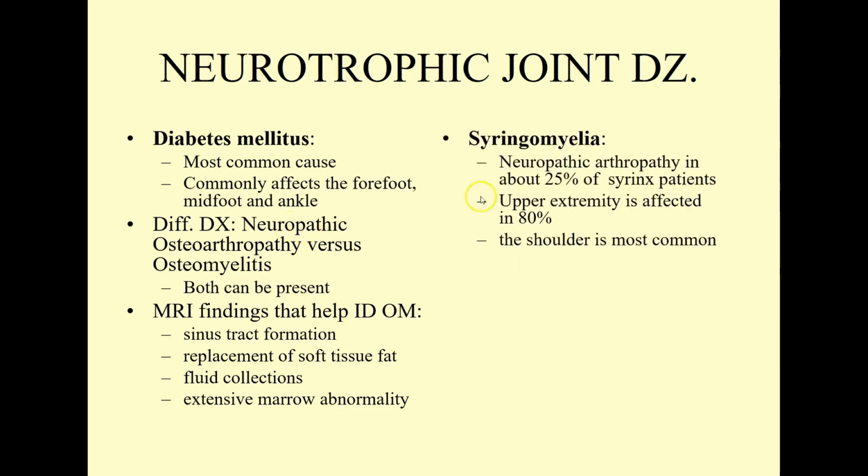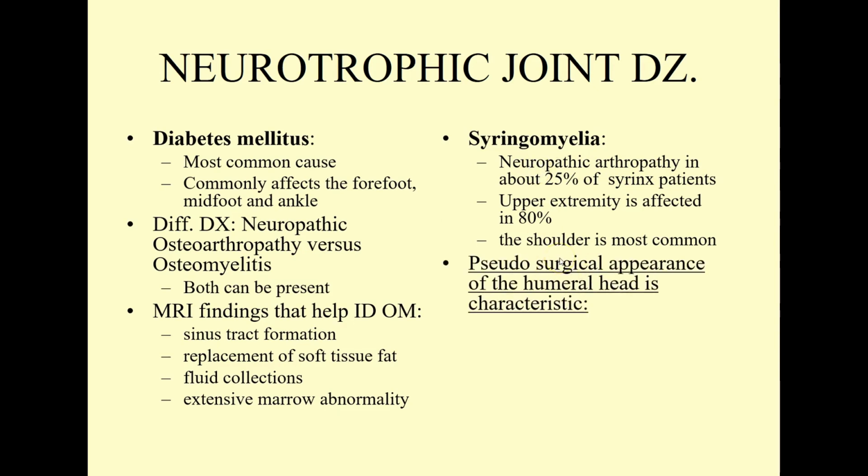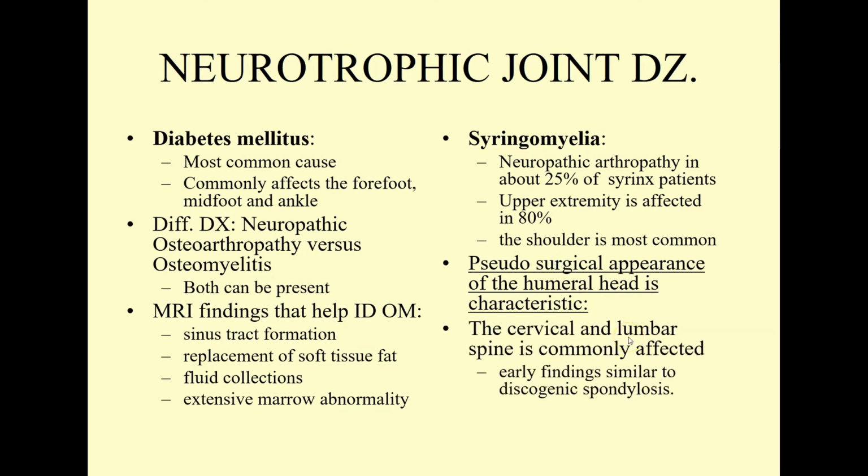Syringomyelia, again, tends to concentrate its radiographic presentation in the upper extremity. It's affected in 80% of the cases of syringomyelia, and about 25% of patients with a syrinx will develop this form of neuropathic arthropathy. And it does tend to be more likely the atrophic form, where we get the pseudo-surgical appearance of the humeral head, or the surgically amputated view. And then in other extremities, we can sometimes see a candy-stick appearance. We can have some evidence of the cervical and lumbar spine affected, but early on, it really just looks like garden variety discogenic spondylosis. But the progressive changes make it more and more clearly evident that we're dealing with something different.